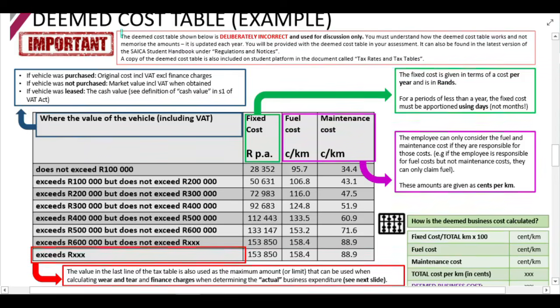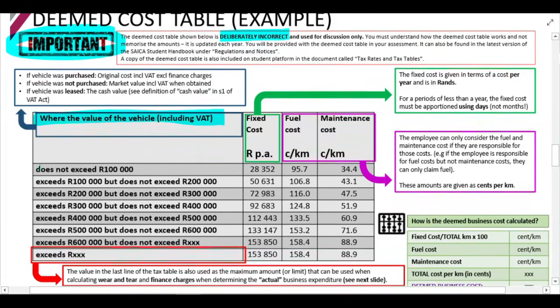Now again, guys, as this important notice tells you, this tax table is deliberately incorrect. It's not the correct amounts. The principles are still the same. So understand what the principles are. You must always refer to the table that is provided to you in your test or exam or in the latest Psycho Student Handbook.